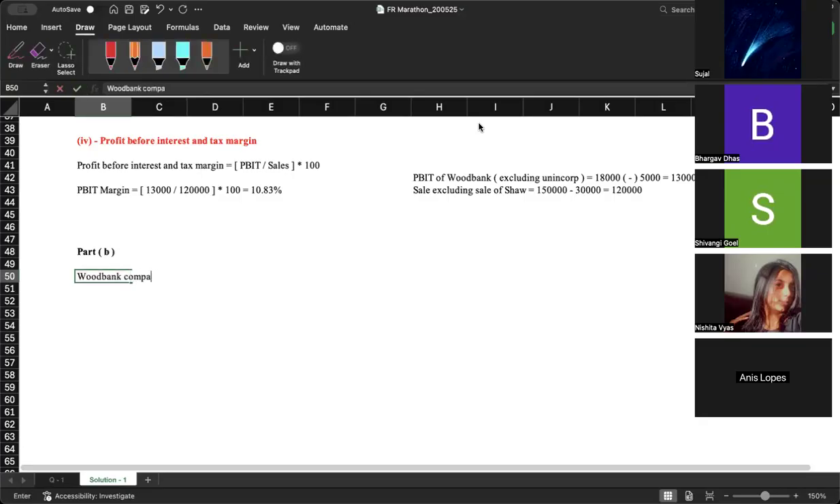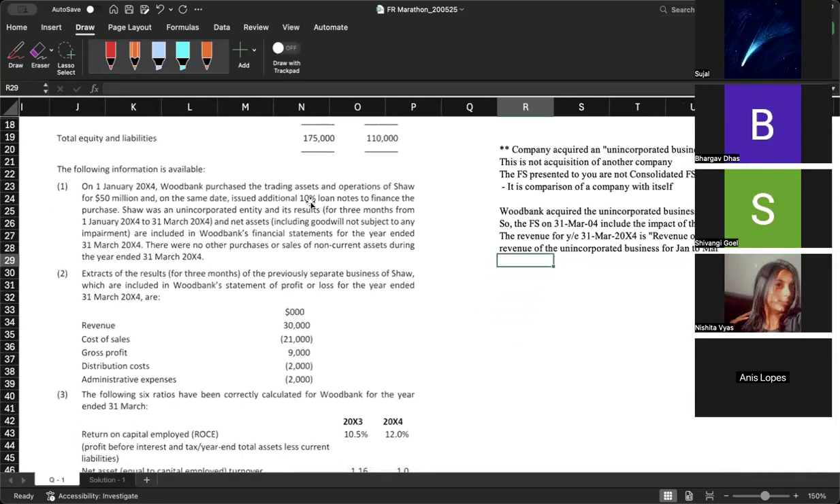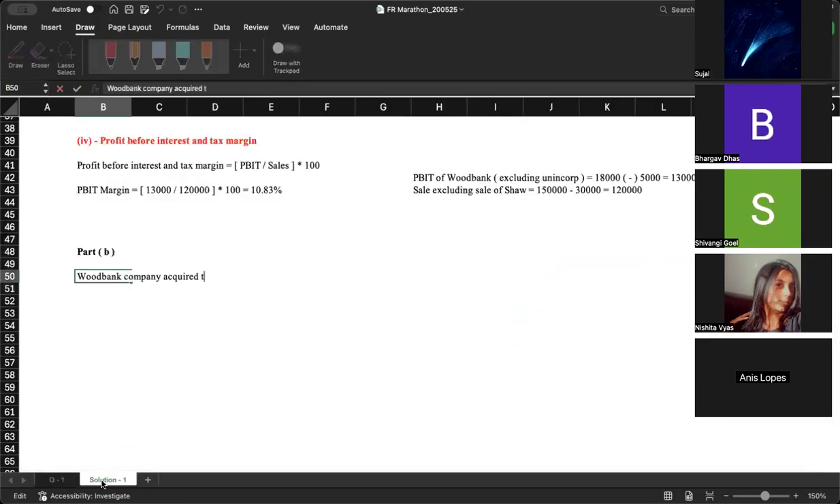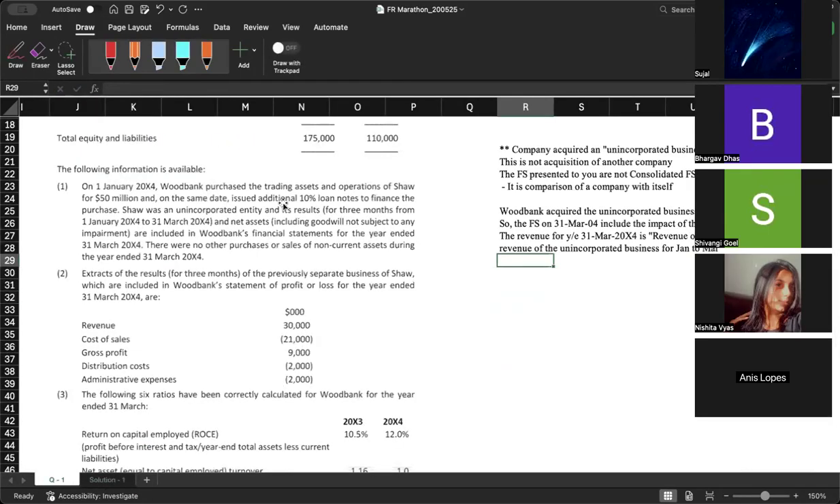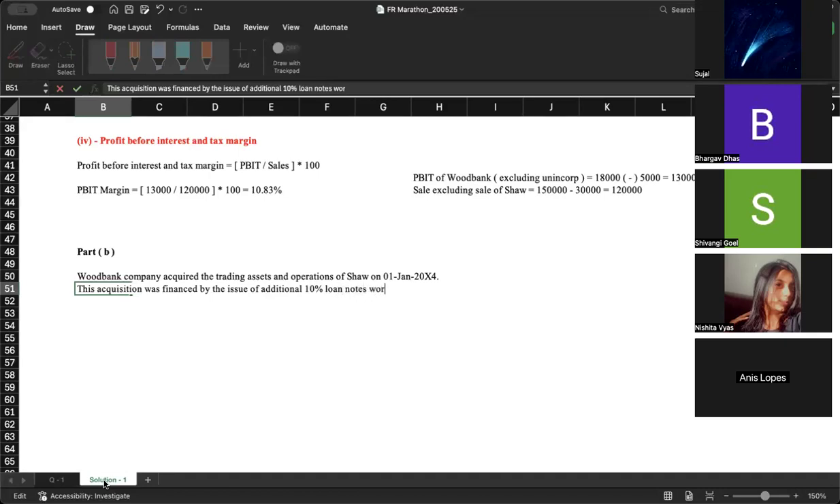Now, Woodbank company acquired. What did it acquire? See if you can, purchase the trading assets and operations of Shaw. Okay. Acquired the trading assets and operations of Shaw on 1st of Jan 2004. Okay. Woodbank Company acquired the trading assets and operations of Shaw on 1st of Jan 2004. This acquisition was financed by the issue of, यहाँ पे लिखा था, right? Issue of additional 10% loan notes, है ना? Was financed by the issue of additional 10% loan notes worth 50 million. ठीक है.